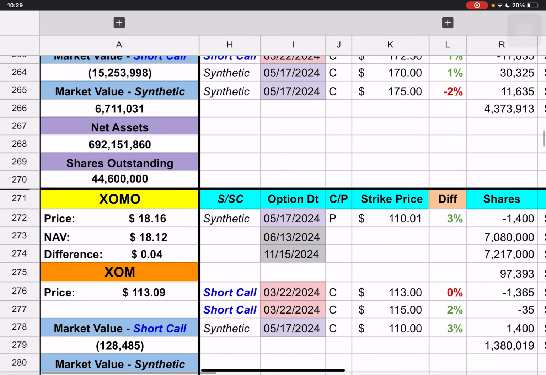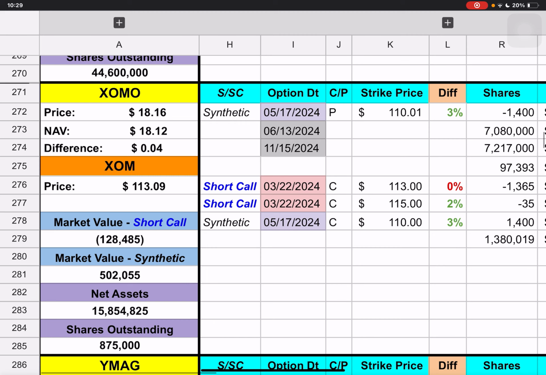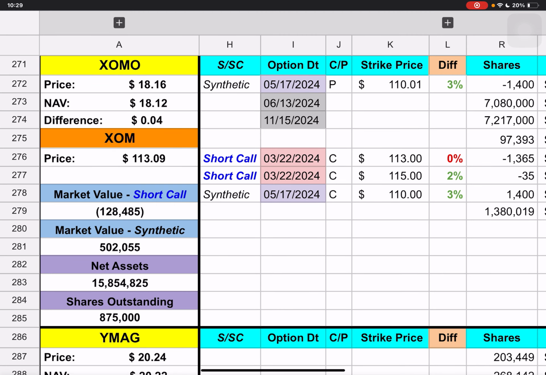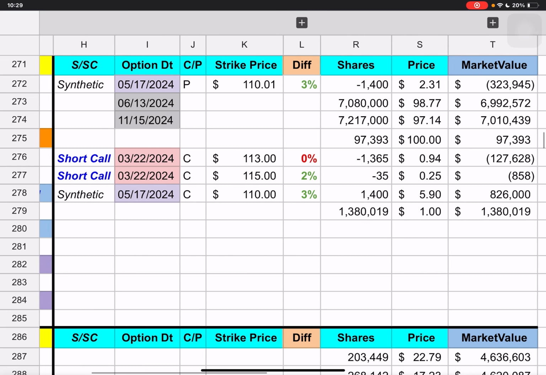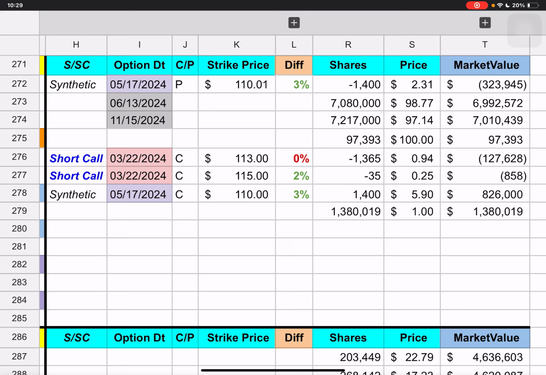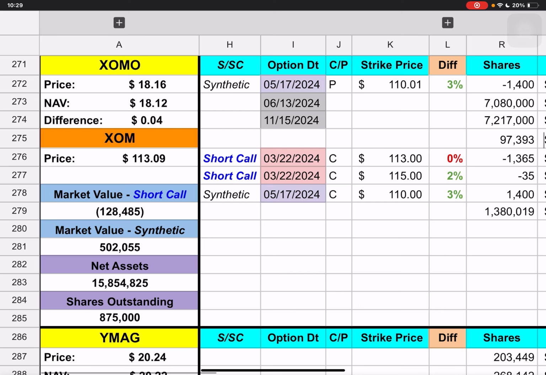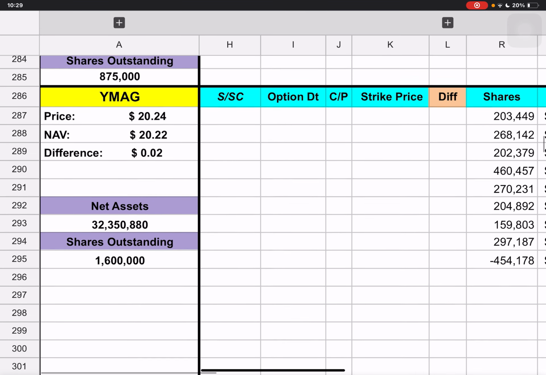And then we're going to move on to Zomo. Zomo closed at $18.16. ExxonMobil closed at $113.09. We have two short calls that expire on Friday. Strike price of $113, which we're 9 cents over, and $115, and we're 2 cents below that one. 2% below that. And we're good on our synthetics. So we'll move on to YMAG.